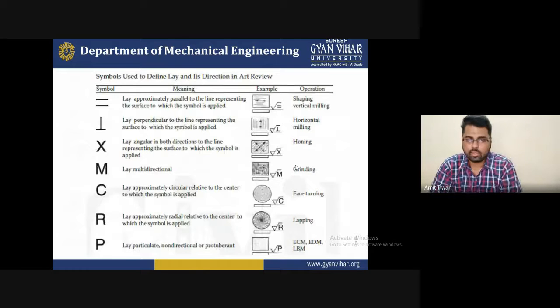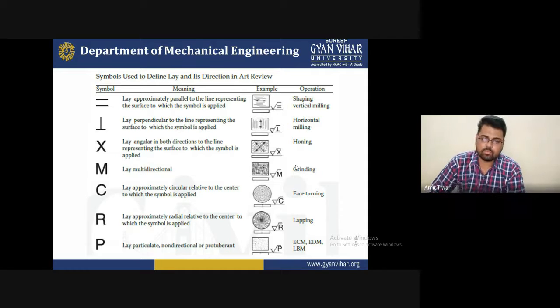Now, the same symbols are used to indicate the lay and its direction on a drawing. These are the symbols you can see here, which we can use for that particular operation, and the meaning of each symbol is shown here with an example of the operation it indicates. If you are using the equal symbol, it means the lay is parallel to the line representing the surface to which the symbol is applied. For example, the operations are shaping and vertical milling machine.